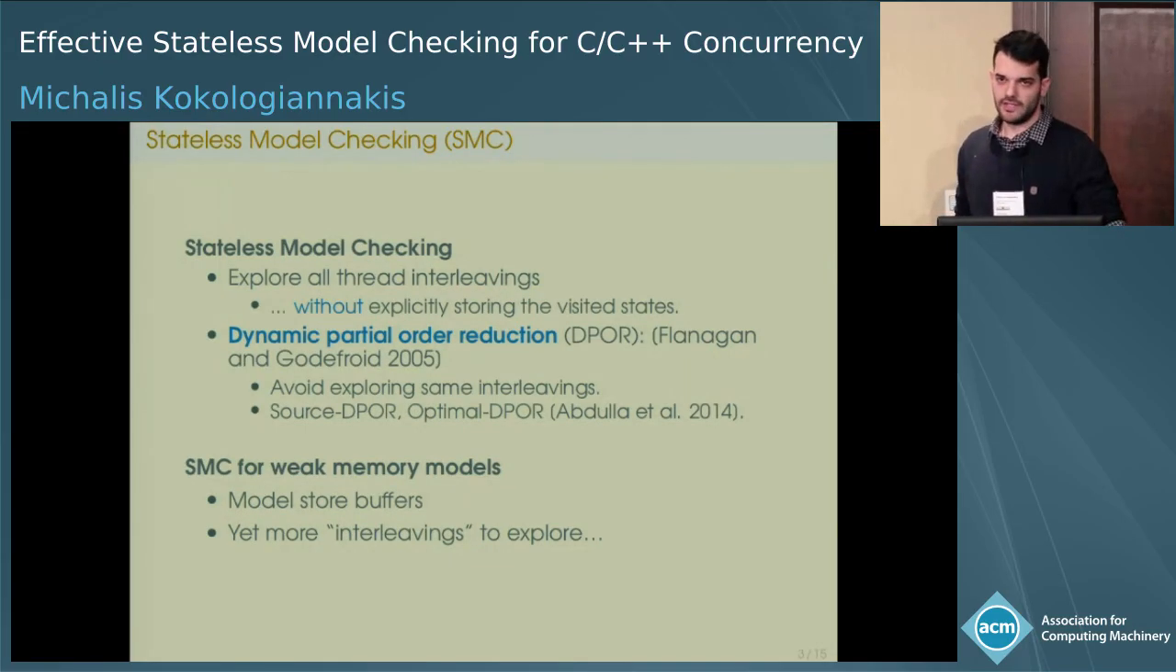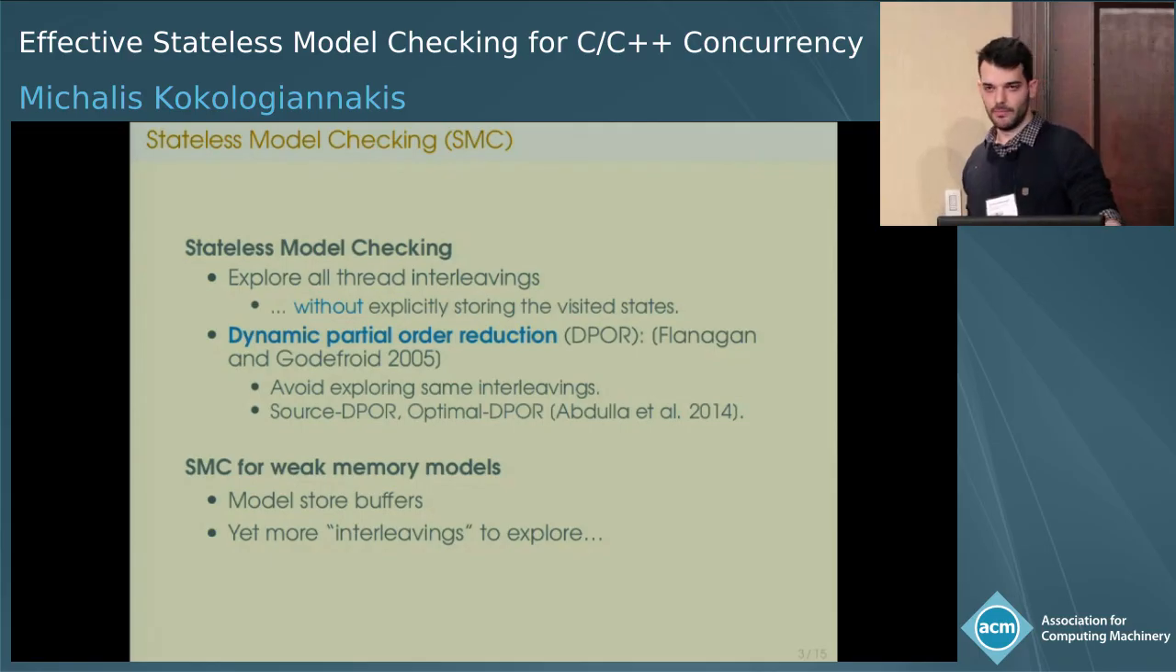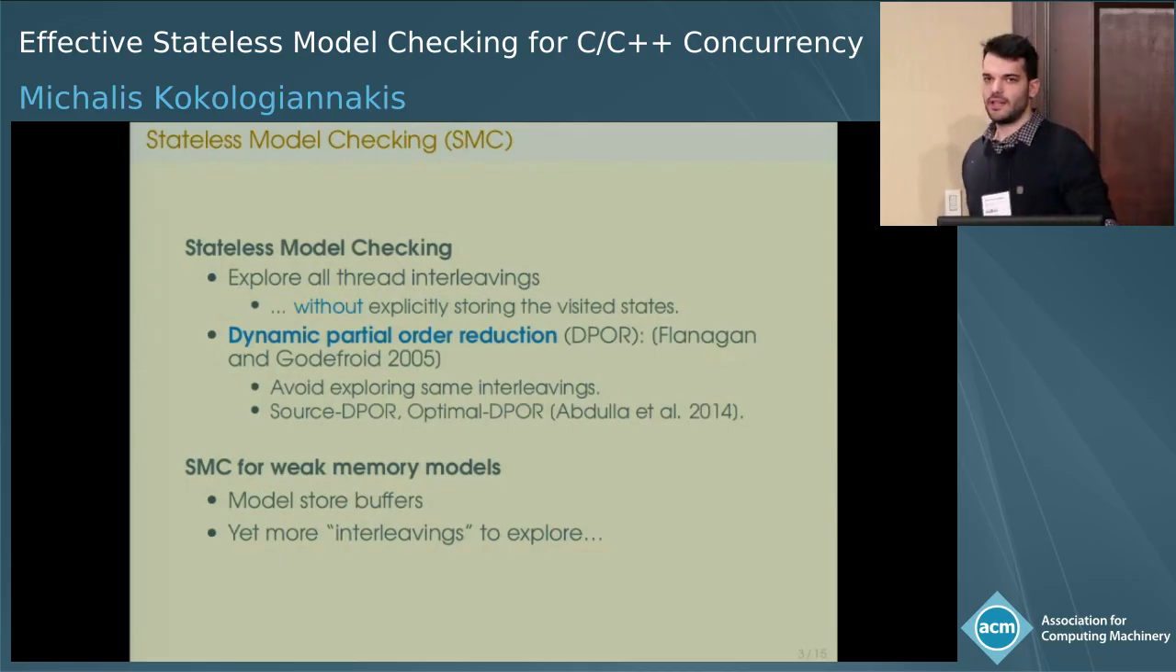And since, of course, this can lead to repetition, there are other techniques like dynamic partial order reduction that avoid redundant exploration. What these techniques do is explore some representative traces from some equivalence classes. And in these settings, there are some algorithms that are optimal, but all these techniques are for sequential consistency. So stateless model checking has been extended to handle weak memory models, for example, by modeling the store buffers of the weak memory model.